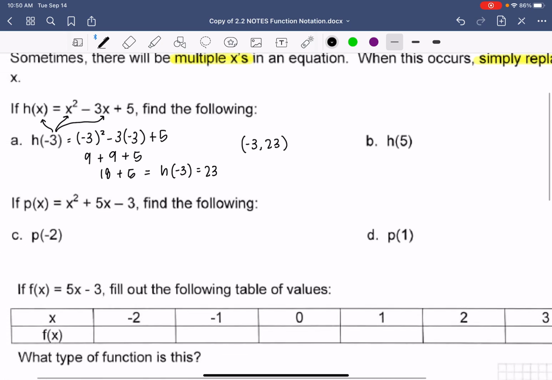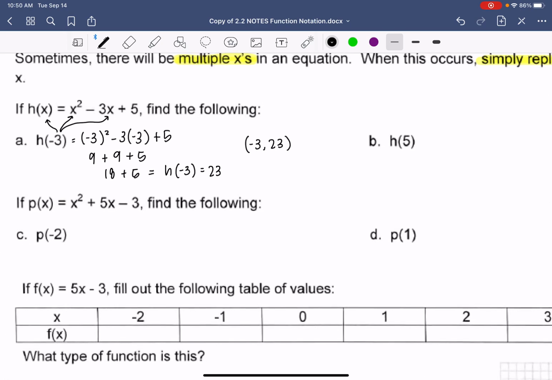Again, I'm going to do this one and then y'all are going to do the next one. So again, h of 5. I'm going to plug in 5 wherever there's an x. So we have 5 squared minus 3 times 5 plus 5. 5 times 5 is 25. Negative 3 times 5 is a negative 15 plus 5. Now we just add and subtract from left to right. 25 minus 15 is 10. 10 plus 5 is 15.